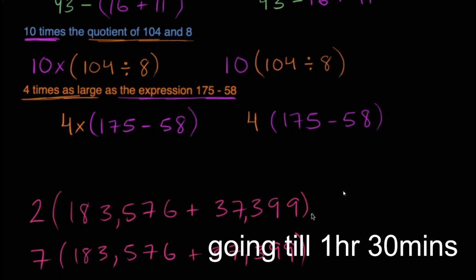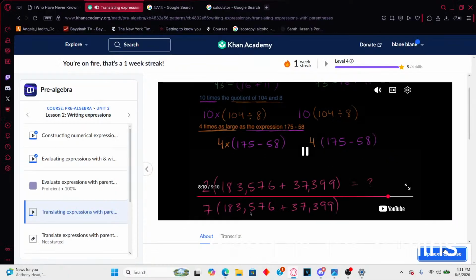You might be tempted to calculate this thing. Gee, I'm going to have to write this down or use a calculator to add 183,576 plus 37,399. And then I'm going to have to multiply that by 2 and figure out what that number is equal to. And then I would have to take 183,576.